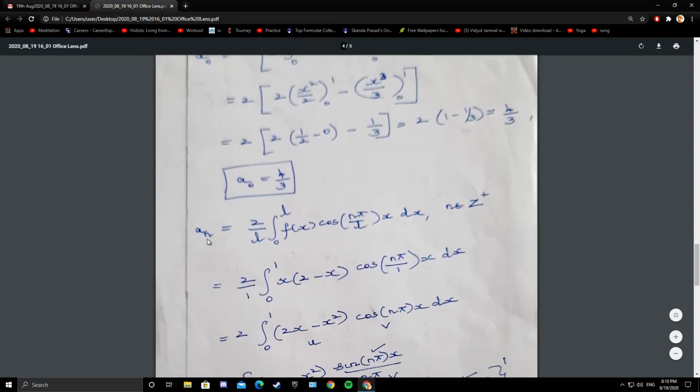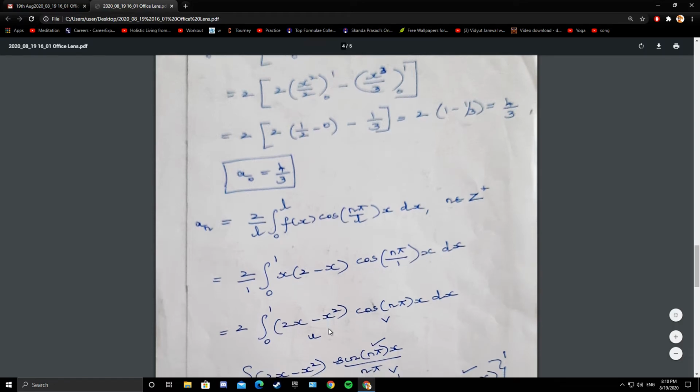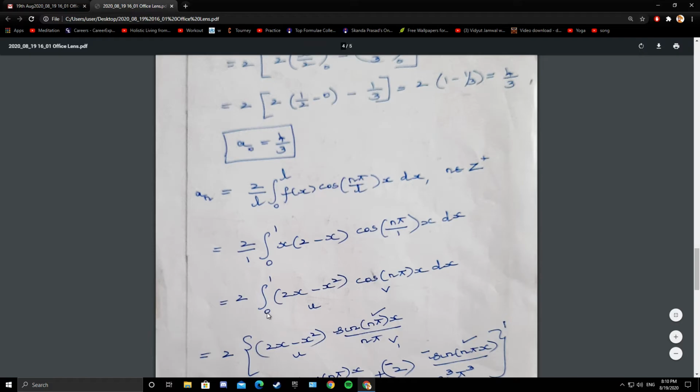Next, coming to a n, 2 by l integral 0 to l f of x cos of n pi x by l dx, where n is a positive integer. So l is 1. So 2 by 1 integral 0 to 1. What is f of x? x into 2 minus x, cos of n pi x dx. So this is the same as 2x minus x square. So 2 times integral 0 to 1 of 2x minus x square cos of n pi x dx.